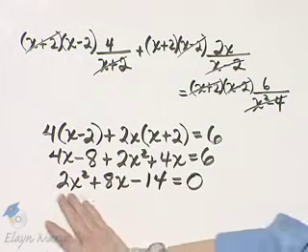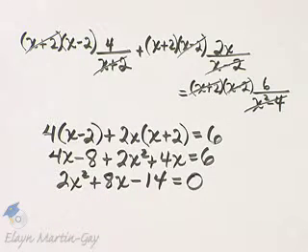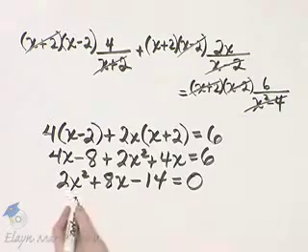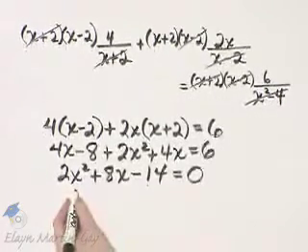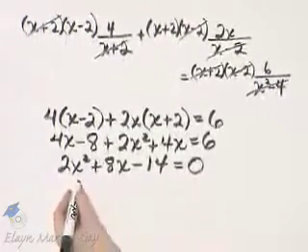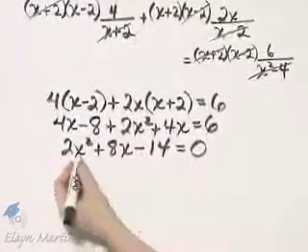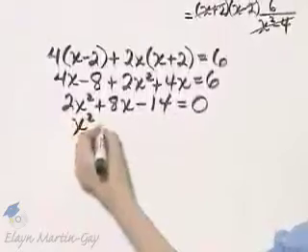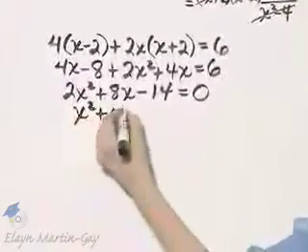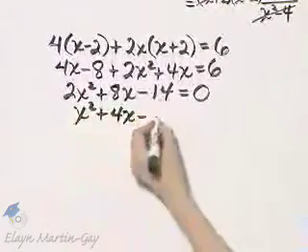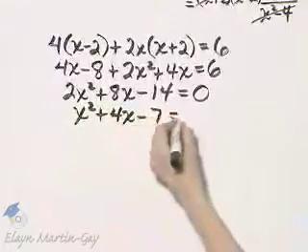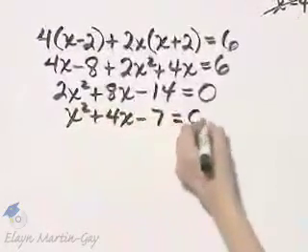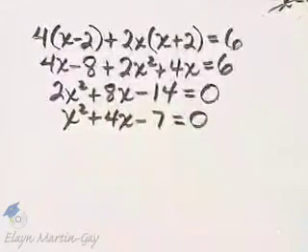Now notice each of these terms has a common factor of 2, so I'm going to take a step and divide through by 2. If you do not see this, you will still be okay when solving, but this will make my numbers smaller. So this term divided by 2 is x squared. This term divided by 2 is 4x. This term divided by 2 is 7. And this term divided by 2 is still 0.